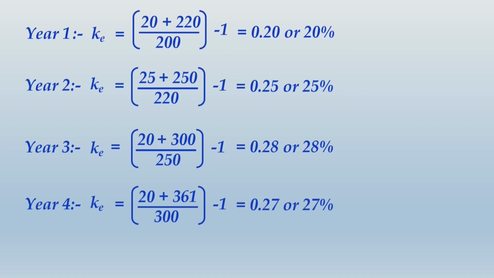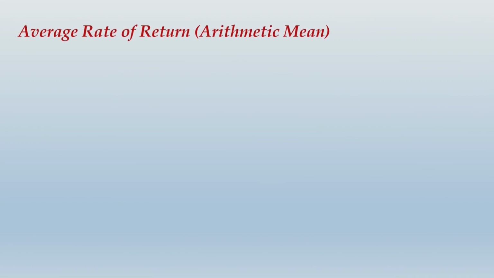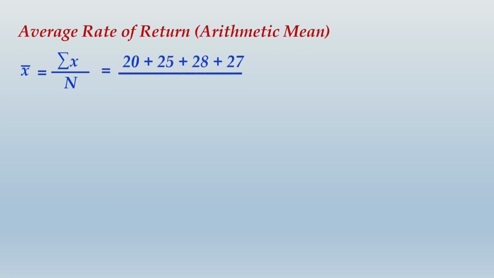Now time for us to move ahead and take the average of these 4 years' rates of return. And how do we do that? We first apply arithmetic mean, and you know how to determine arithmetic mean. X bar is summation of x divided by n. So we had returns spread over a period of 4 years. We will just take the aggregate of the 4 years' rate of return and divide it by 4. When we do this calculation, that is 20 plus 25 plus 28 plus 27, in the numerator we will get 100. 100 divided by 4 will give you 25% as rate of return.